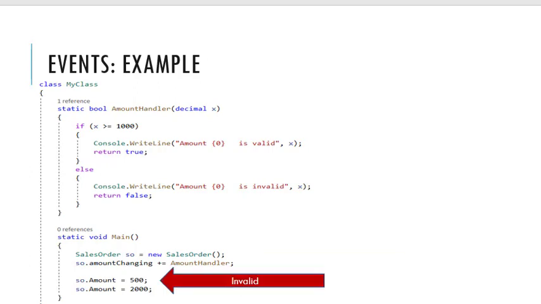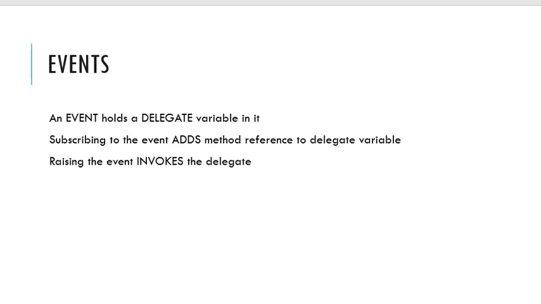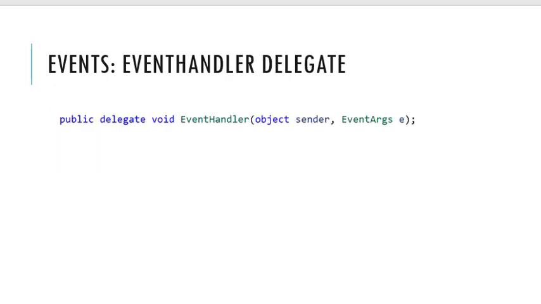On the next line, so.Amount is assigned a value of 500. This causes the event handler method to print an invalid amount message on screen. But when an amount of 2000 is assigned, it is printed as valid and the event handler method returns true and the value is assigned successfully. In a nutshell, an event holds a delegate variable in it. Subscribing to the event adds a method reference to the delegate variable. Raising the event invokes the delegate.